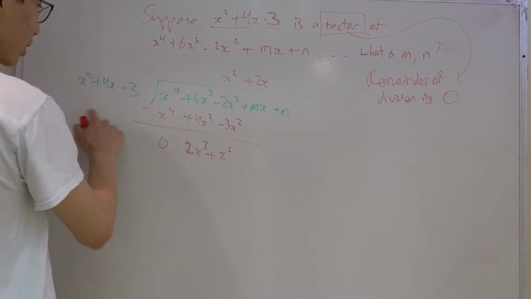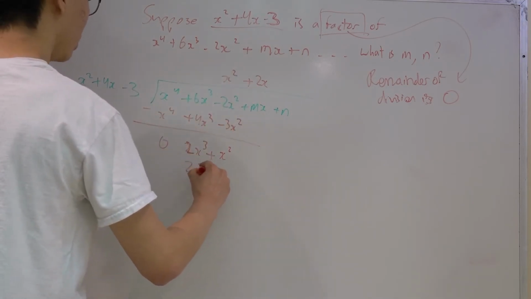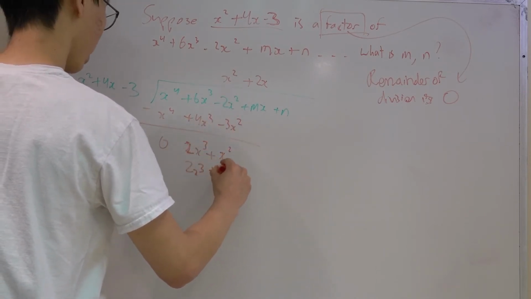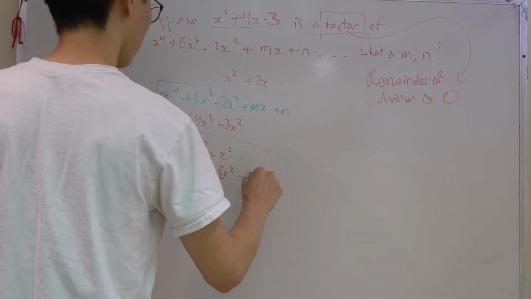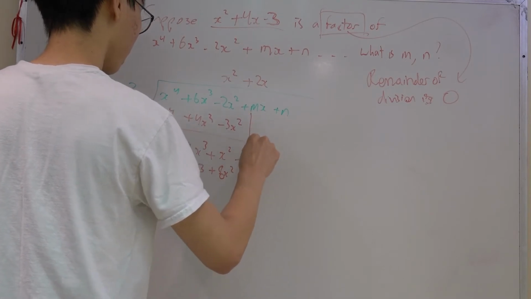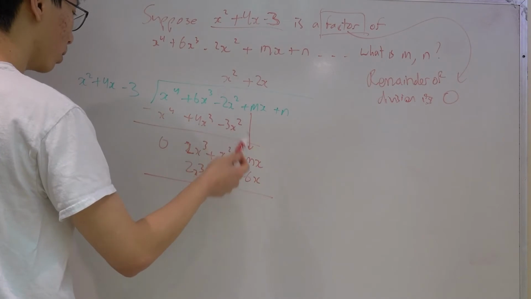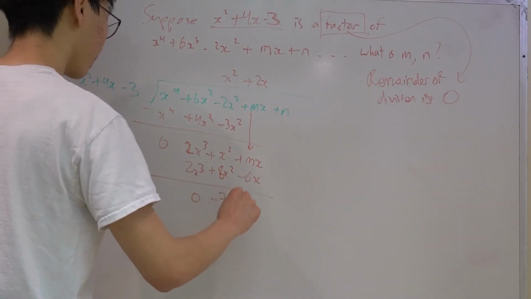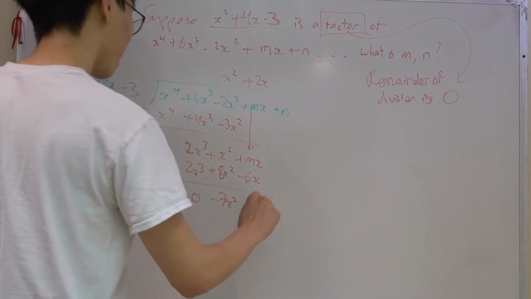So continuing on, we multiply this out. This gives us 2x cubed plus what? 8x squared. And then this just gives us minus 6x. Drop down the m. And then perform subtraction. 0. x squared minus 8x squared is minus 7x squared. m minus minus 6 is m plus 6.